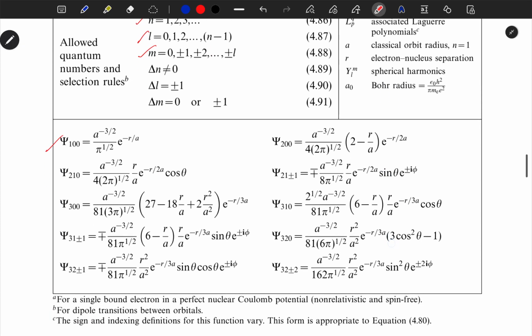So ψ100, the ground state, equals e to the power minus r by a. The first excited state equals e to the power minus r by 2a times (2 minus r by a), like this.